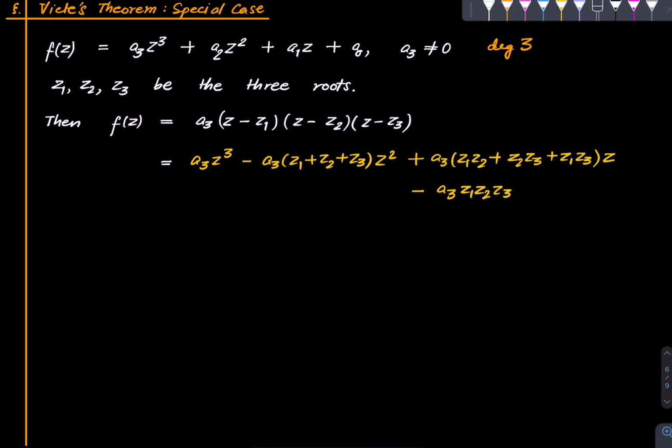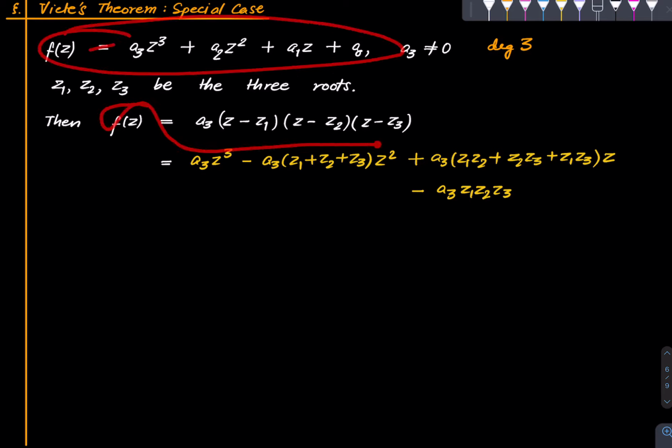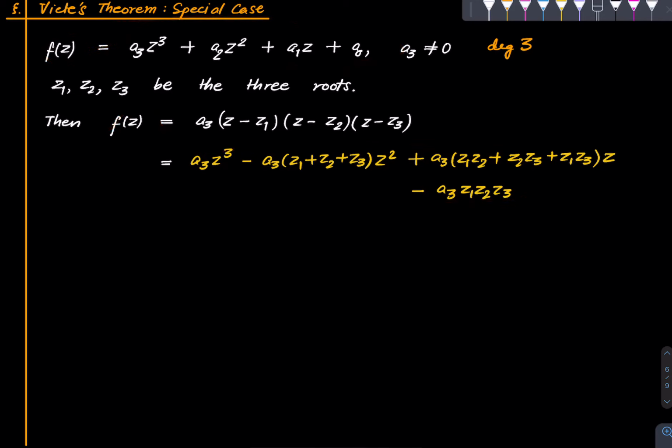And now we have two different ways of expressing f. So one expression is this, and the other expression is this yellow one. And it so happens that if you have two different expressions of the same polynomial, then the coefficients must agree. So what are the coefficients? These numbers are coefficients. Here, these are the coefficients.